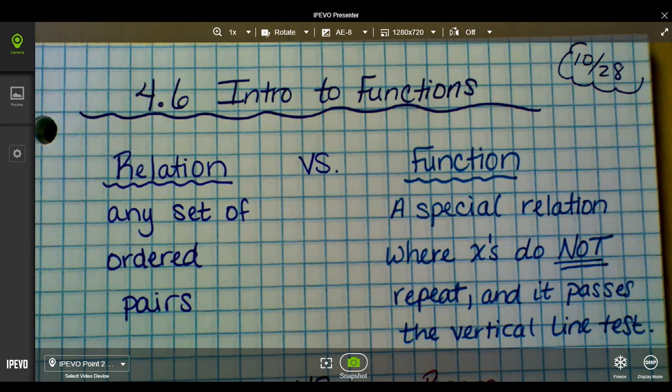So I already have a few things written down, so feel free to pause it to just copy them down in your notebook. So the first thing we're talking about is the difference between a relation and a function. So the relation can be anything, just any set of ordered pairs. It could be anything on a graph. It's just a relation. A function is a special relation where x's do not repeat and it passes the vertical line test. So it has to be like a line or a parabola or something like that. So if you want to pause it there and copy that down.